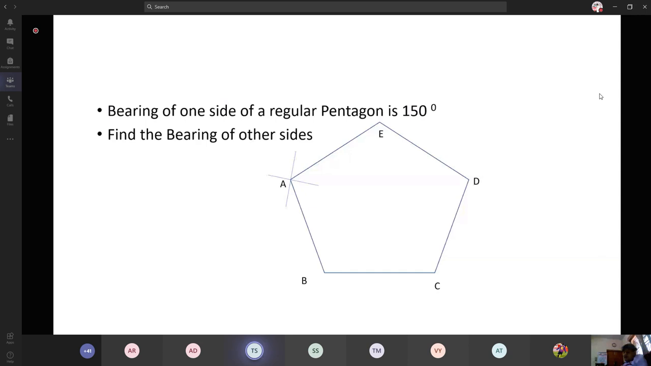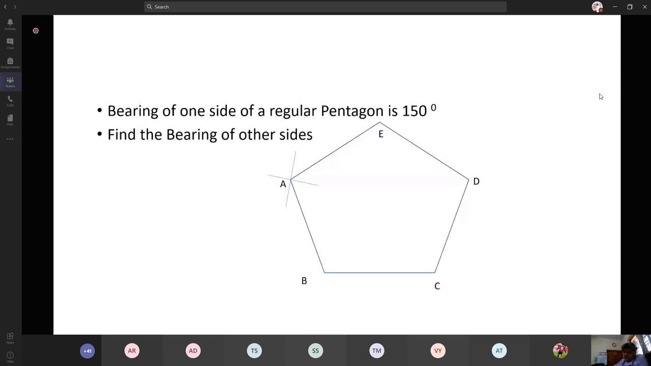Okay. So the bearing of CB is 258, and BCD is 108. So what is the bearing of CD? CB plus 108, so 258 plus 108 is 366. 360 is your north. So your CD is 6 degrees.